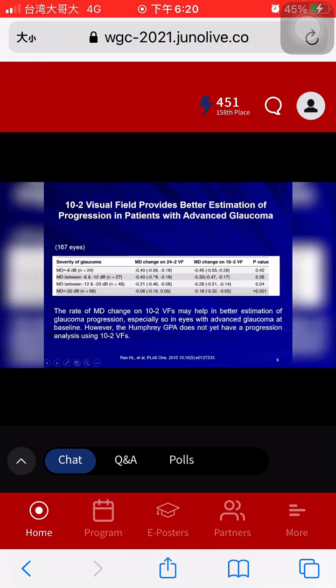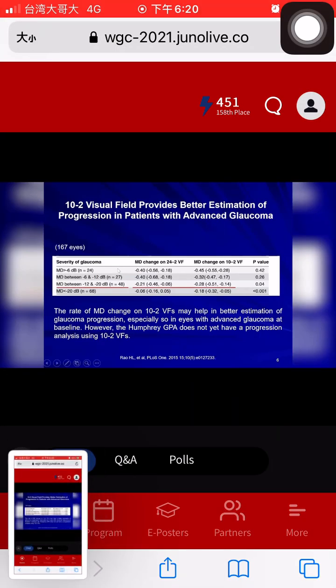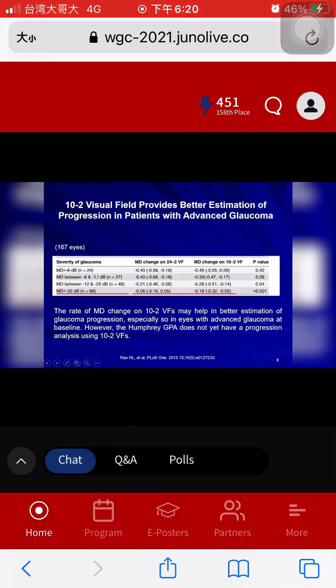However, Humphrey GPA does not yet have a progression analysis using 10 degree fields. Rao and associates compared glaucoma progression on 24 degree and 10 degree fields. They found in advanced glaucoma patients, the MD change calculated from 10 degree fields is significantly greater than the rate of change from 24 degree fields. This trend is even more prominent in severe glaucoma patients. The 10 degree field provides a better estimation of progression in advanced glaucoma patients.